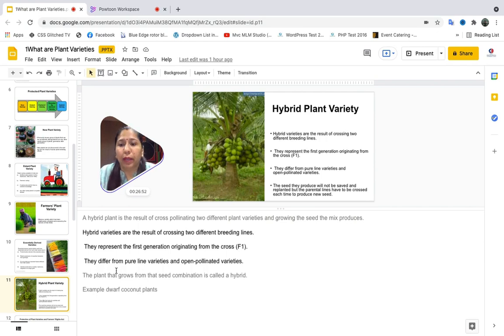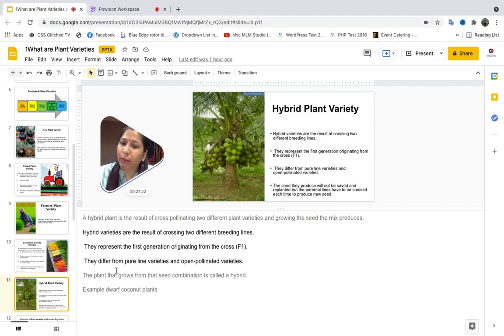Now, what are hybrid plant varieties? Let's say I have two parental lines, two sets of parents. When I cross these parents, an F1 generation, a progeny or an offspring of the plant, is what I'll be getting. So the F1 generation, the resultant of crossing two different breeding lines, the first generation of that cross, is called a hybrid variety.